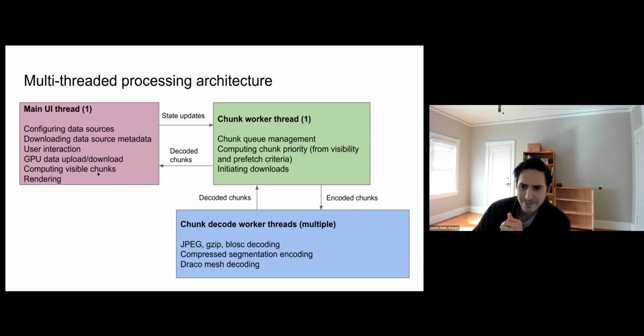So the one thing to note is that this chunk decoding worker thread, the chunk decode worker thread pools, the chunk decode worker threads, they operate relatively independently through a fairly simple API. They receive essentially a request to do a particular decoding operation, they do the operation, they send the result back. So that's a very simple form of basically stateless interaction between the chunk worker thread and the chunk decode threads.